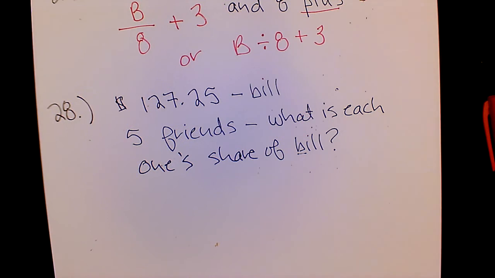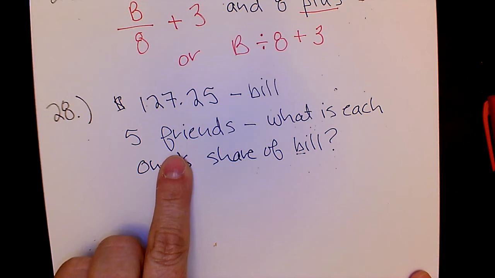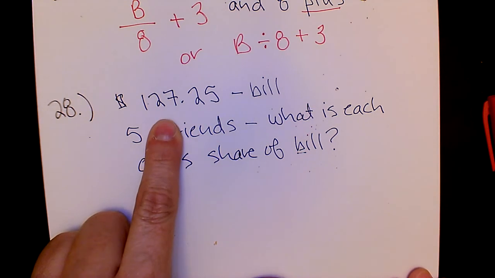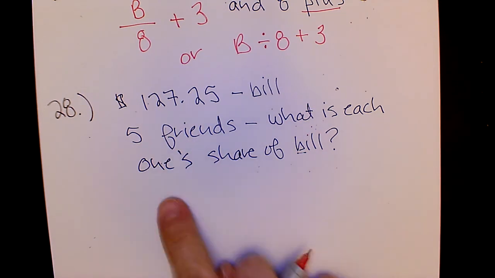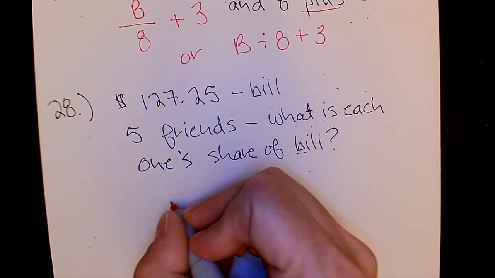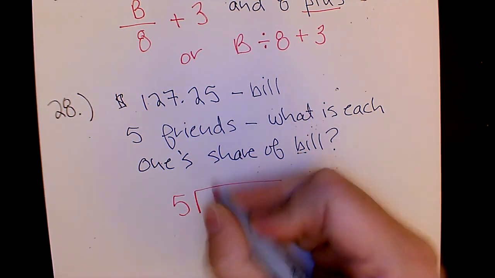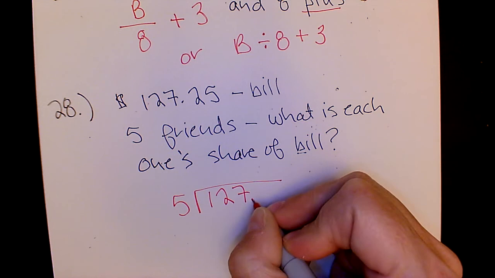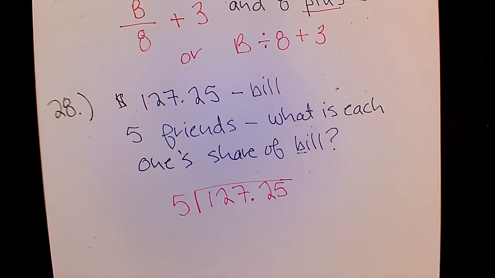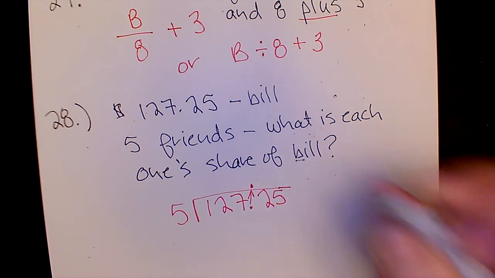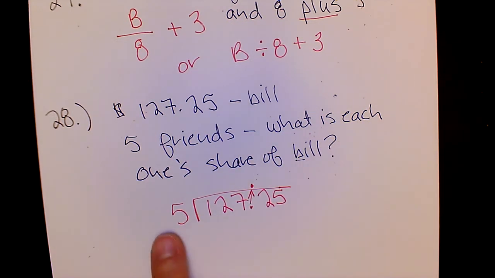So 28, I believe this is the last one on page 2. We've got 5 friends going out for dinner, and this is their bill. And so I want to see what does each person owe. So I'm going to take the 5 and divide it into 127.25. And I'm just going to bring the point up. There's no decimal here to move anywhere, so I'm just going to keep the decimal here and move it straight up. And then we're going to long divide it.